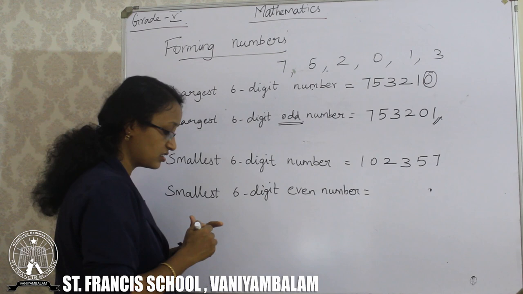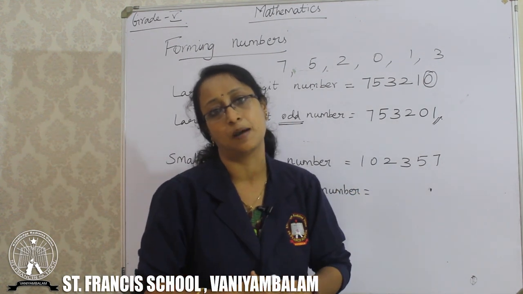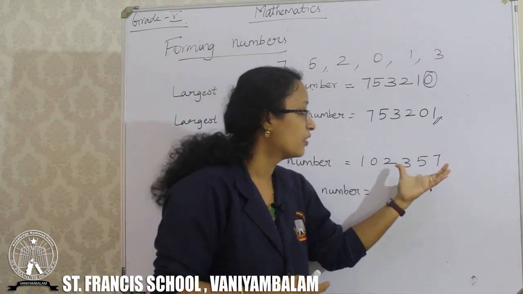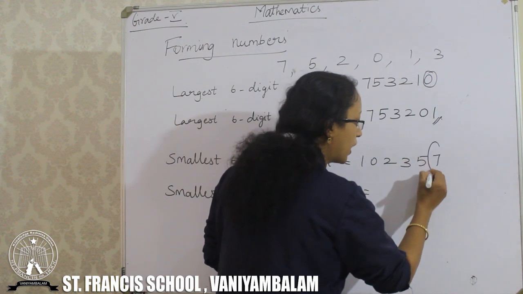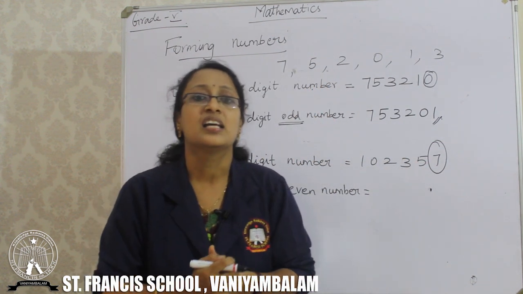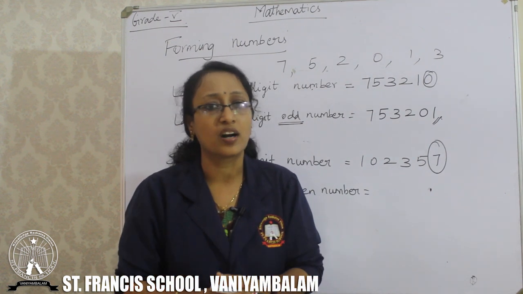So how will you write this smallest 6 digit number? We know this is our smallest 6 digit number. Using these digits we wrote the smallest 6 digit number. Check the ones place value. In the ones place you have 7. Is 7 an even number or an odd number? 7 is an odd number.